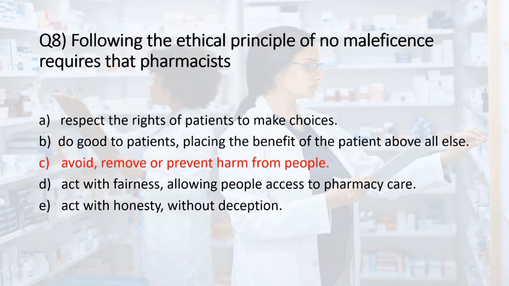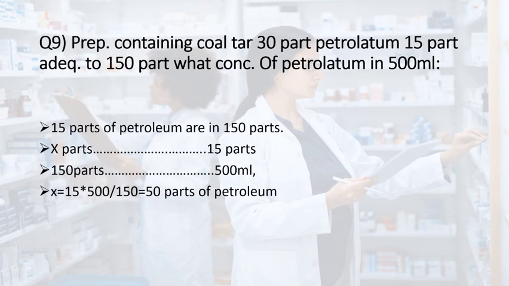Question number 9 is numerical. A preparation contains coal tar 30 parts and petrolatum 15 parts, adequate to make 150 parts. What is the concentration of petrolatum in a total of 500 ml? Look: 15 parts of petrolatum are in 150 parts total. It means X parts contain 15 parts, and the 150 parts correspond to 500 ml. So you can calculate the X part in ml. It's 50 ml: 50 ml of the total volume contains petrolatum. So this is the correct answer.